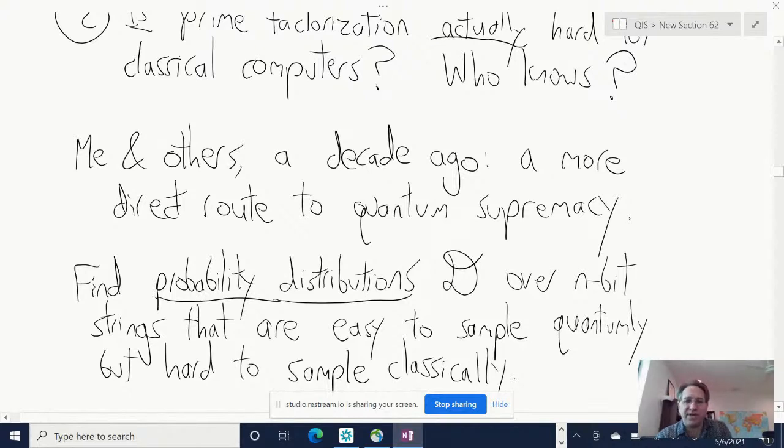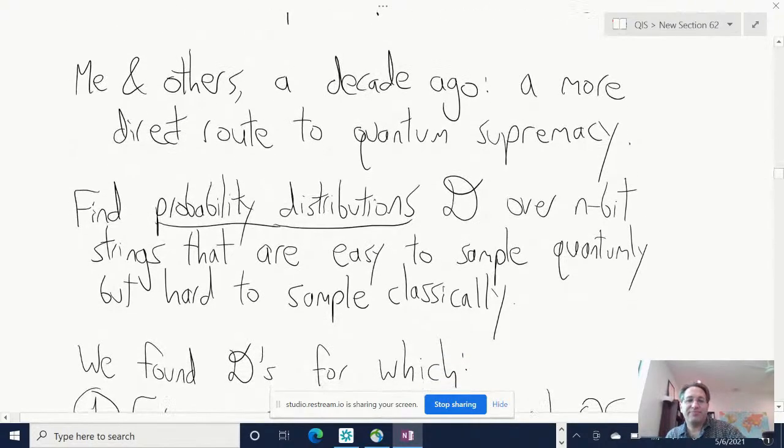These are problems where there is not a single right answer, as there is for factoring. The desired answer is a sample from a probability distribution over n-bit strings. And our goal was just to find some distribution over strings that is easy to generate a sample from with a quantum computer, hard to generate a sample from with a classical computer.